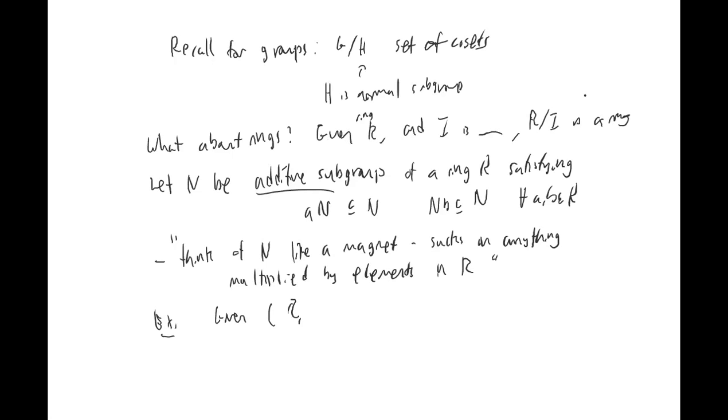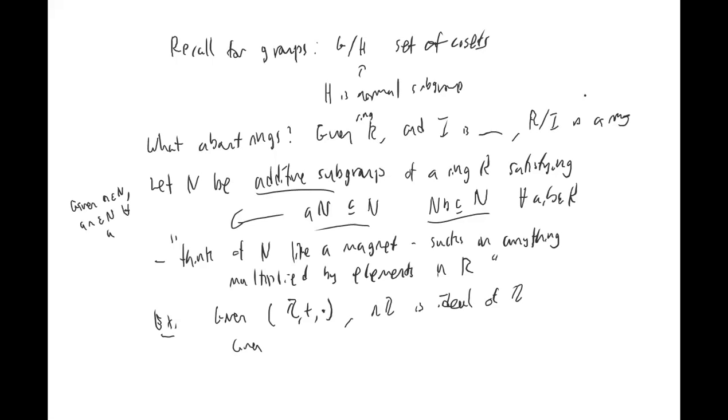So Z with plus and times. We already know NZ is an ideal of Z, right? Of course you have to prove it's an additive subgroup, but we already know from group theory that NZ is a subgroup of Z under the binary operation plus. So you just need to check, given n in N, that an is in N for all a in R.